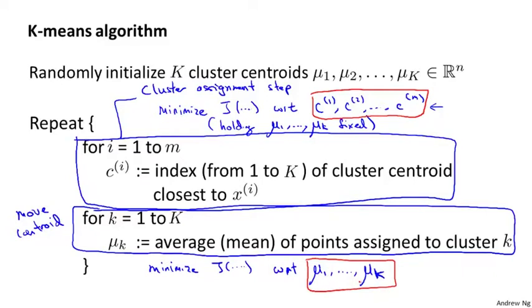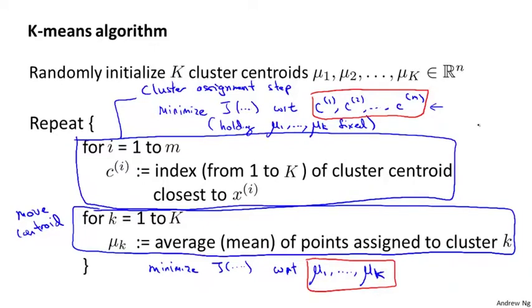And so that's all that k-means does. And now that we understand k-means as trying to minimize this cost function J, we can also use this to try to debug our learning algorithm and just make sure that our implementation of k-means is running correctly.